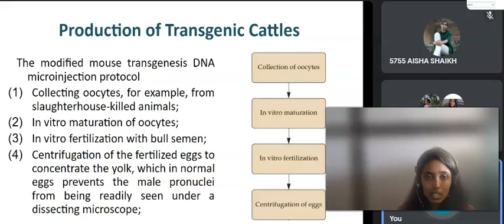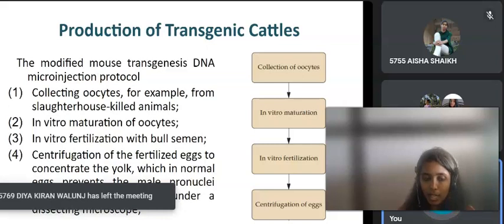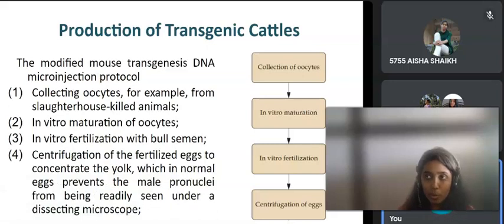The next topic is how do we produce this transgenic cattle. Now it is much similar, just like we have done in so many other cases, a similar method is being followed. Just that in here, instead of mice, instead of the mice model, we are going to take cattle. Okay, and the way of collecting eggs is different. How do we collect eggs? Not just by super ovulation.